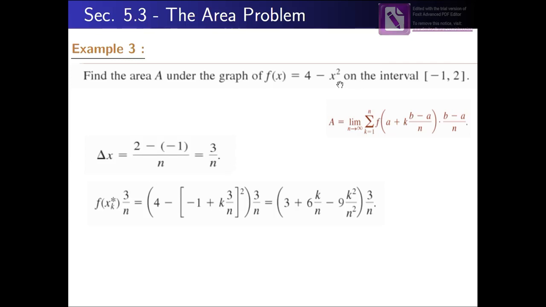So let us go to the function f(x), replacing any x by xk star. So this will give us 4 minus, where we replace x by xk star, and xk star is minus 1 plus k multiplied by 3 over n, all squared. This is multiplied by 3 over n. Once you simplify this, first you have to expand it because it is squared, so it will be 1 plus 2 multiplied by minus 1 multiplied by 3k over n plus (3k over n) all squared. Once you simplify this, you will get 3 plus 6k over n minus 9k squared over n squared. This is multiplied by 3 over n.